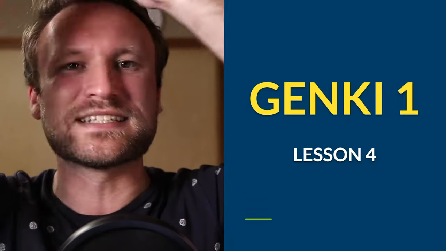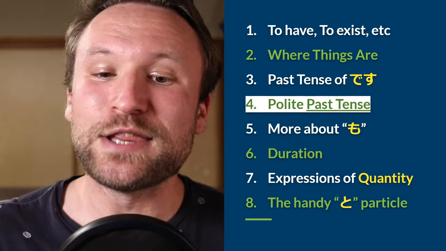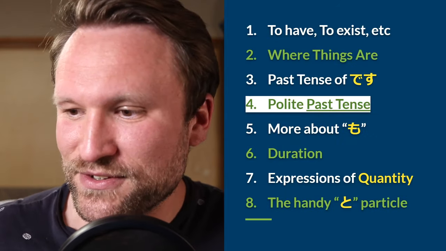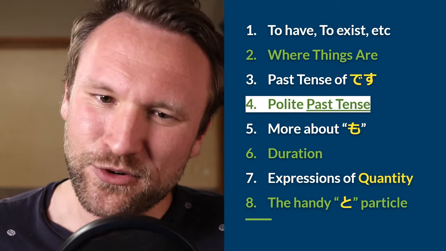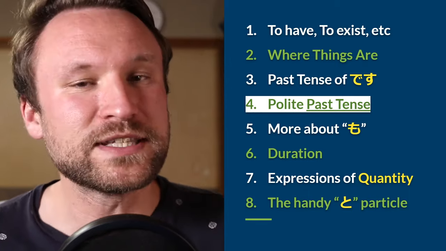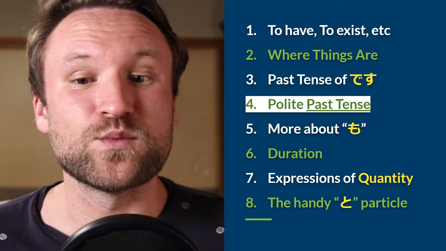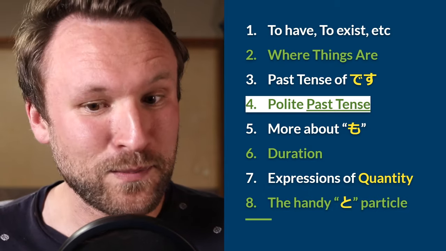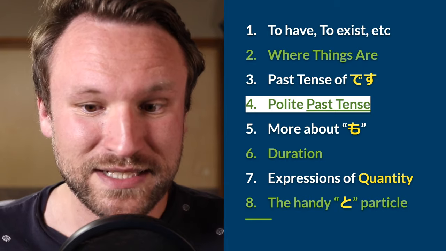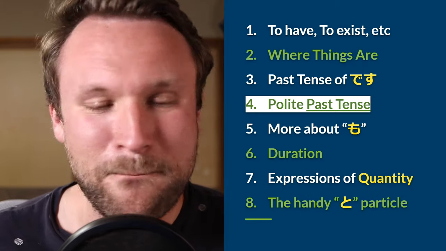All right, guys, so let's get started with lesson 4 of Genki 1. This is a long one. Today we're covering 8 different sections. Some of them are harder than others. Some of them are going to be reviewing stuff from last week, but let's go over what they are. The first thing we're going to be covering is to have, to exist, etc. Section 2 is where things are, past tense of です, polite past tense, more about も, duration, expressions of quantity, and the ～たり particle.